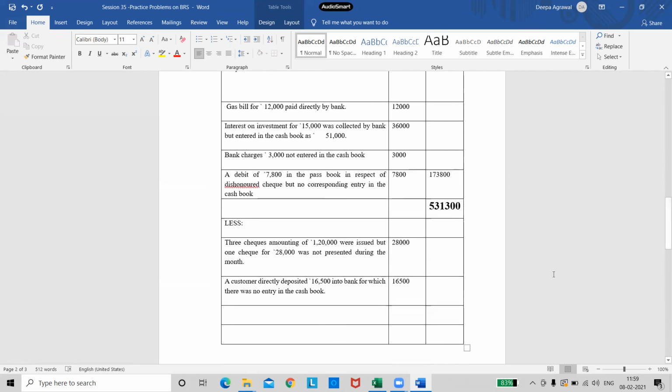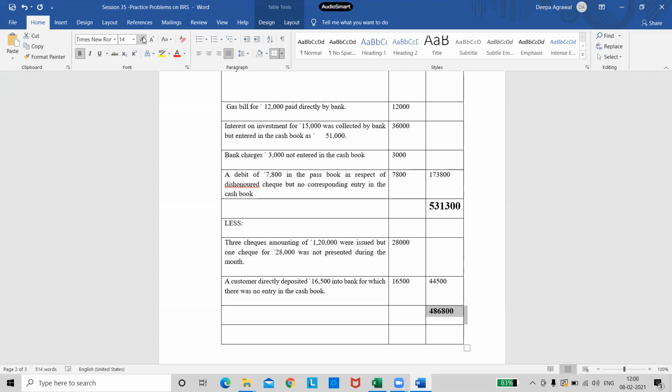Now take the total of the deduct items in the outer column. 28,000 plus 16,500, which gives me 44,500. Now what do I do with this 44,500? Tell me, what should I do? Deduct. I should deduct from 5,31,300. And after I deduct, I'm getting the value as 4,86,800. So what is this 4,86,800? Is it a positive answer or a negative answer? Positive. It's a positive answer.